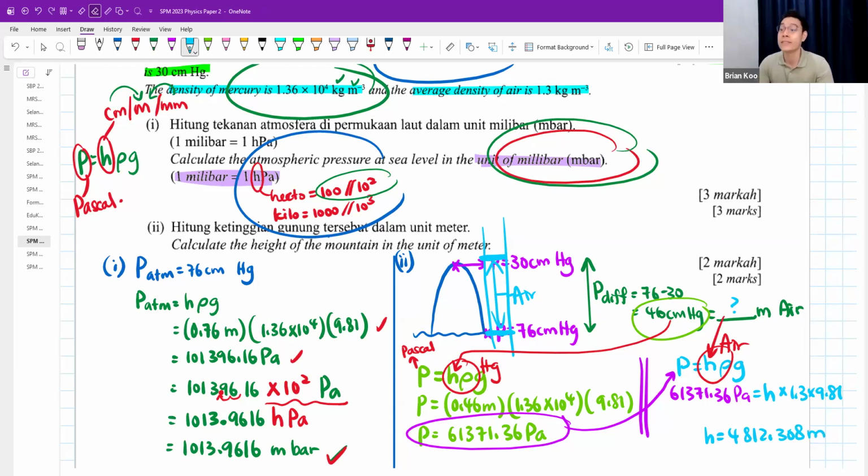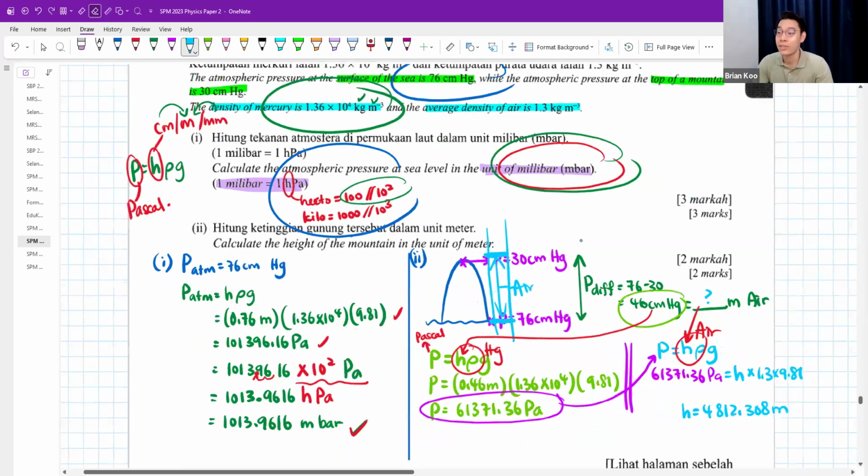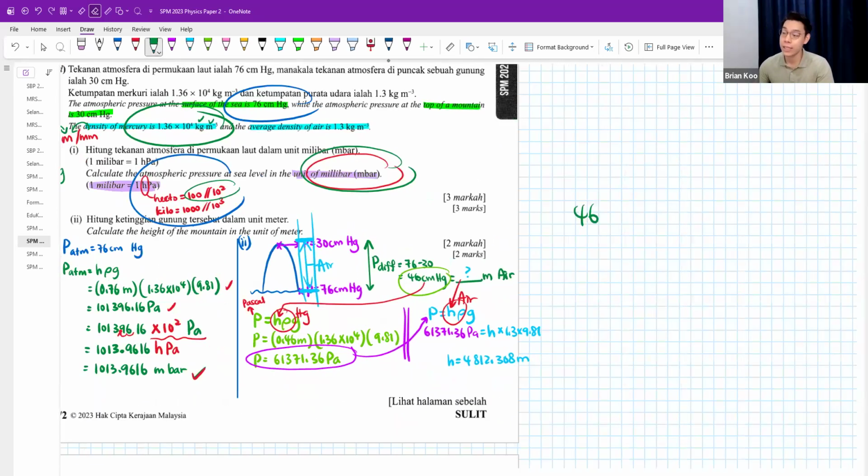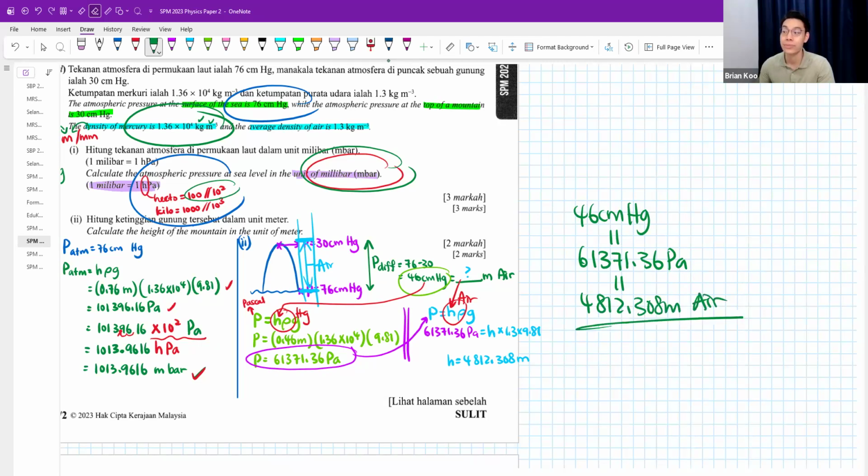That is the answer. To those of you who are feeling a bit confused, please know that 46 cm of mercury is exactly the same as 61371.36 Pascal, which is exactly the same as 4812.308 meters of air, which is the height of your mountain, because to measure the height, you measure it in air.